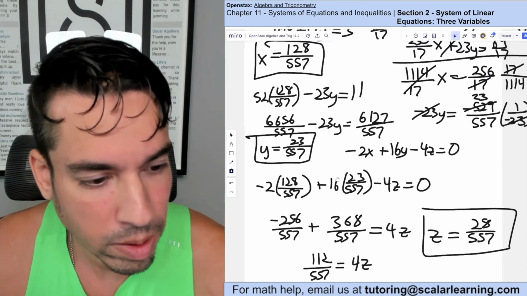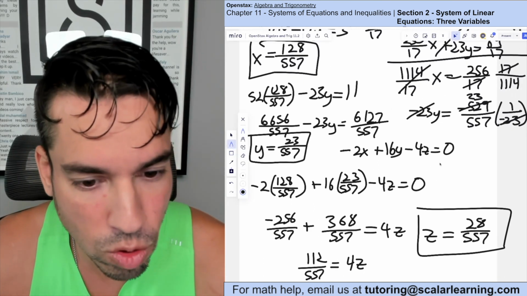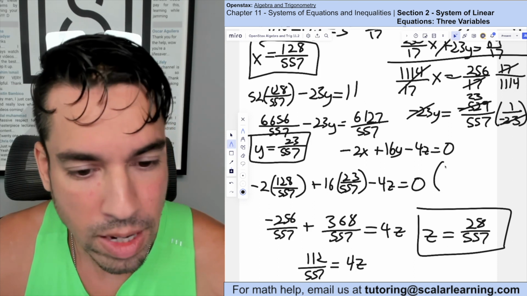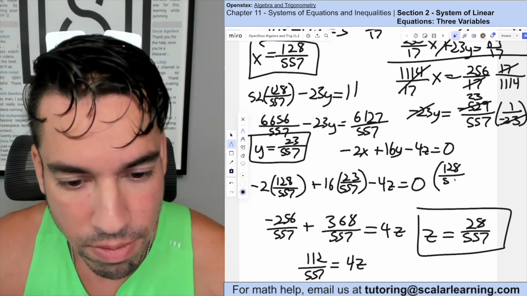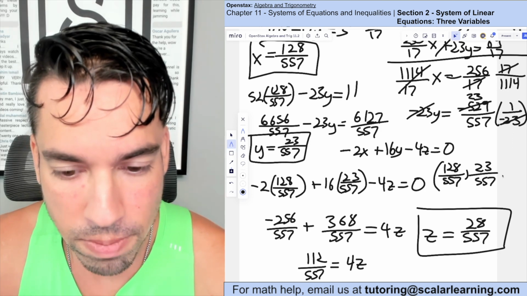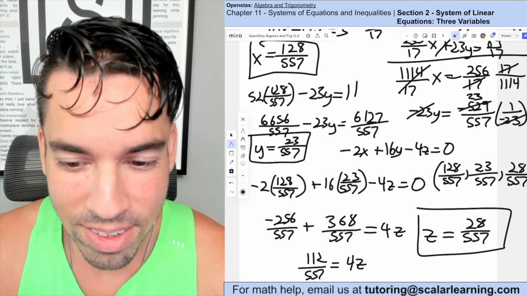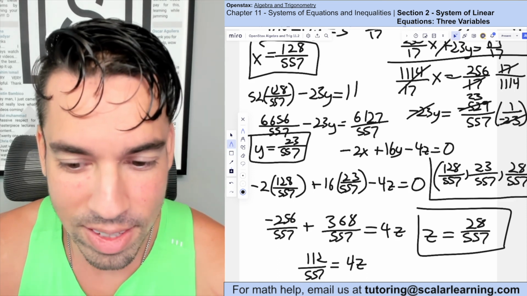So now just moving back up a little bit so we can see the values of x, y, and z. Finally, I'm going to write this in coordinate format. So we got x is 128 over 557, y is 23 over 557, and z is 28 over 557. All right, there you go. That's how you do it.